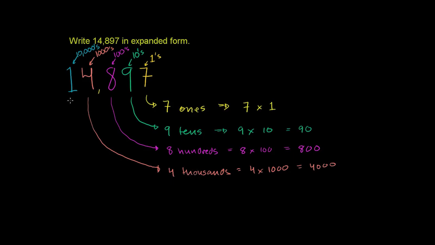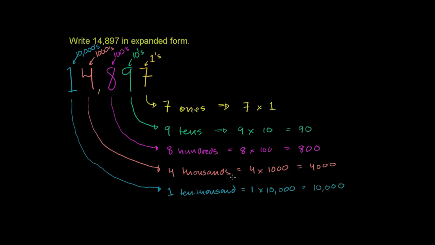And then finally, we have this 1, which is sitting in the 10,000s place. So it literally represents 1 10,000. You could imagine if these were poker chips, that would represent one blue poker chip, and each blue poker chip represents 10,000. I don't know if that helps you or not. And 1 10,000 is the same thing as 1 times 10,000, which is the same thing as 10,000.